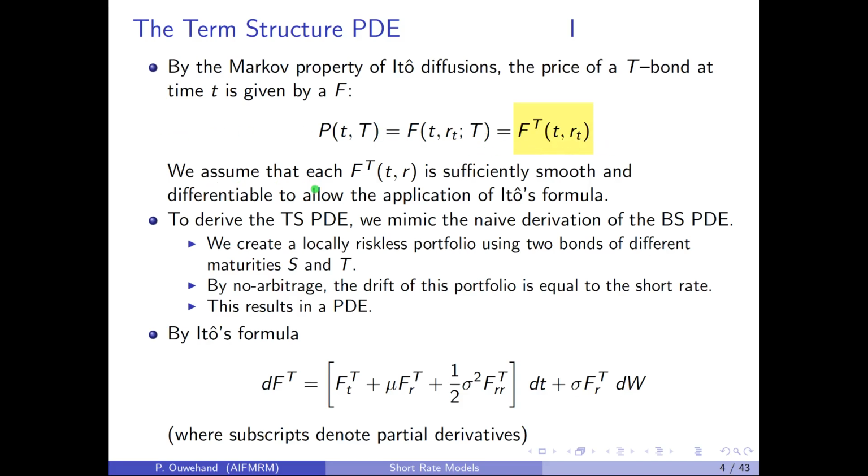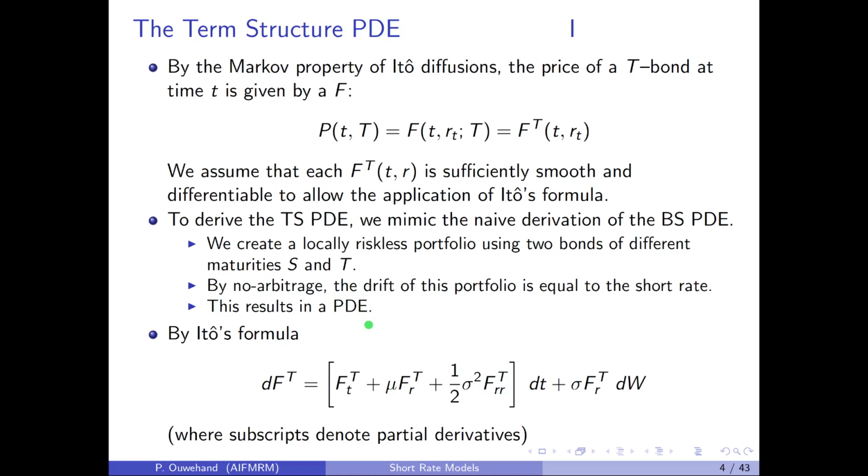We assume that each of these functions f superscript t is sufficiently smooth and differentiable to allow the application of Ito's formula. Now, to derive the term structure PDE, we will mimic the naive derivation of the Black-Scholes PDE. In other words, we will create a locally riskless portfolio but using two bonds of different maturities, S and T. By arbitrage considerations, the drift of this portfolio must be equal to the short rate. And as for the Black-Scholes model, this results in a partial differential equation.